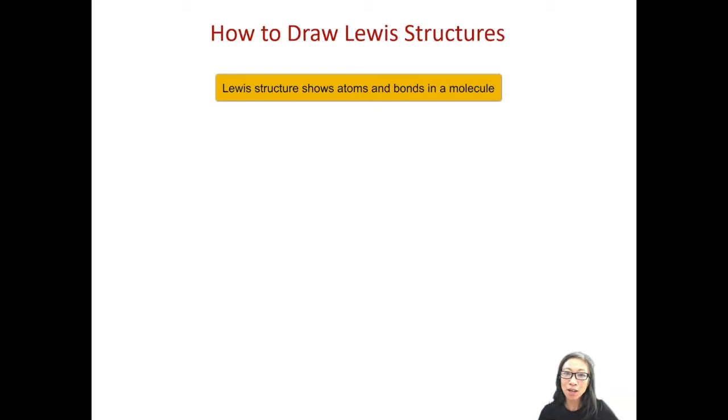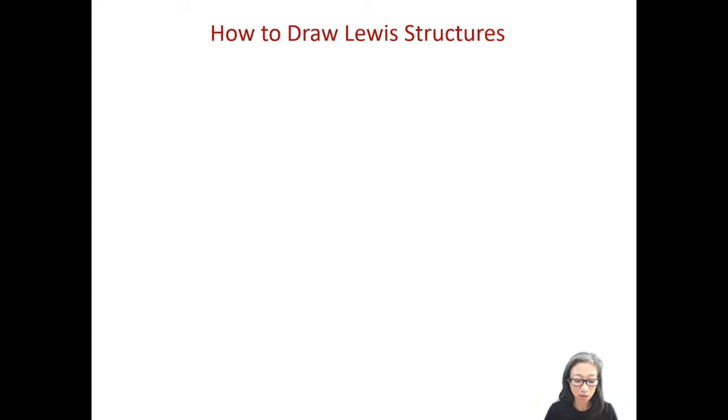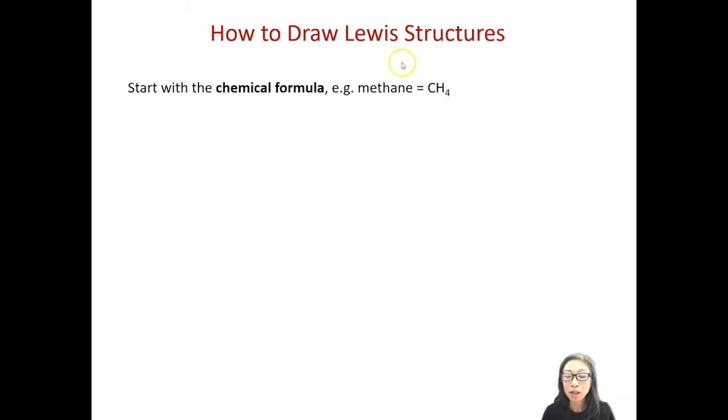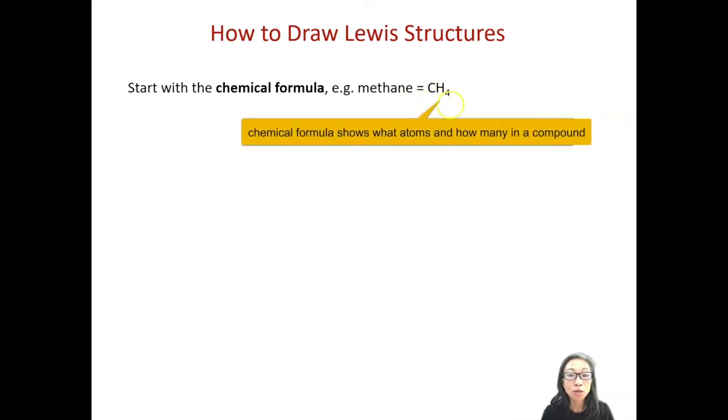So get your paper ready. Get a periodic table ready. You'll be using all of that to actively draw Lewis structures. You're going to start with a chemical formula. Here's an example of a chemical name, methane, and you want to convert any chemical names to a chemical formula. So this chemical formula, CH4, indicates one carbon atom and four hydrogen atoms.